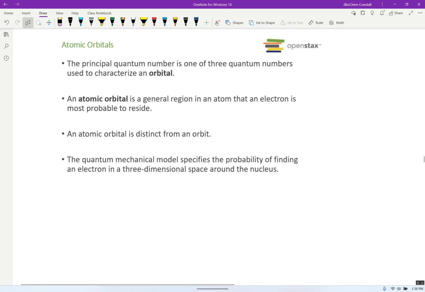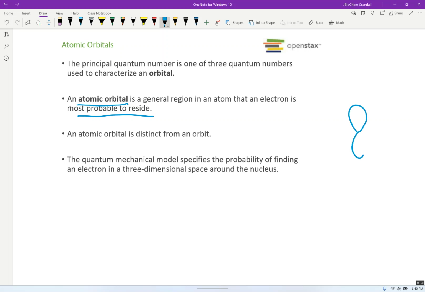The principal quantum number, or the n equals 1, 2, 3, 4, all the way to 7, is only one of 3 quantum numbers that we're going to describe here that is used to characterize the orbital of an atom. So how do we define orbital? It's a general region in an atom where an electron is most probable to reside. Remember that most of the space in an atom is empty space.